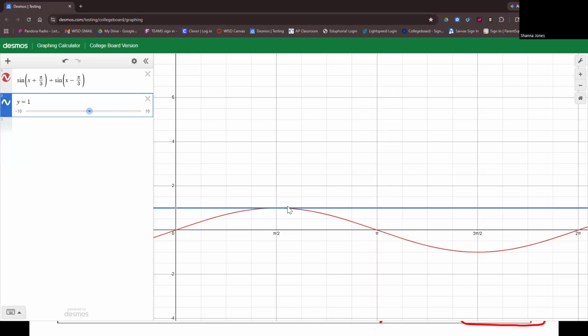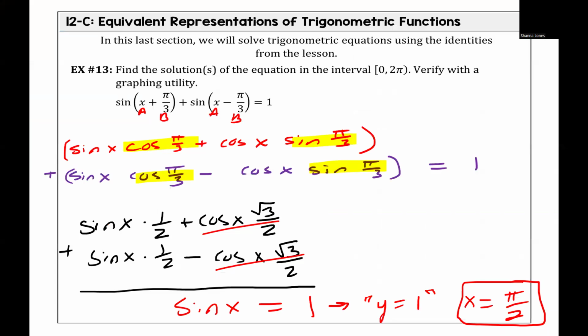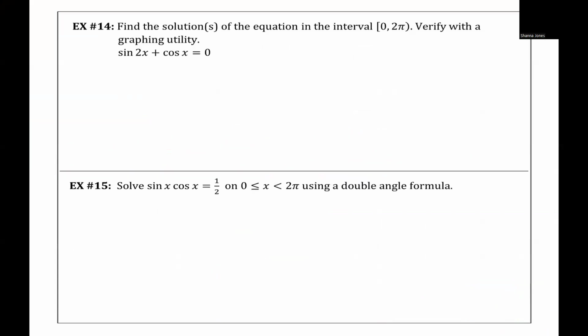Got it? How do we feel about this example? Do you feel like it's something you can do on the non-calculator and on the calculator side? Maybe? A little bit? All right. Okay. So let's keep going.